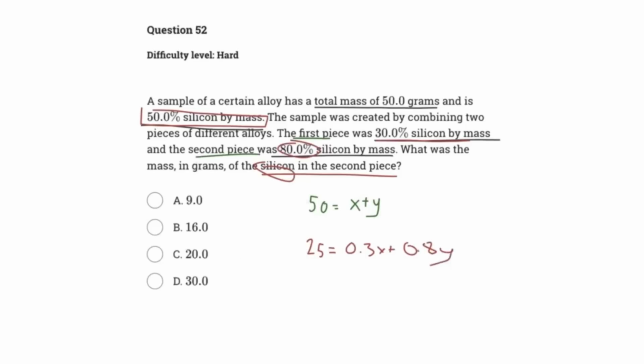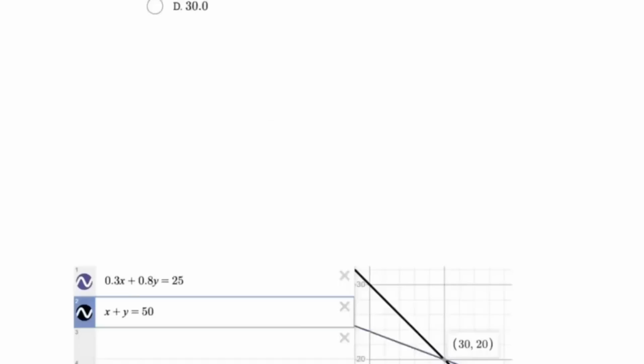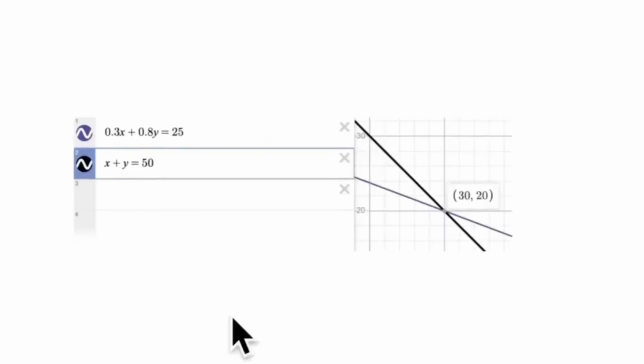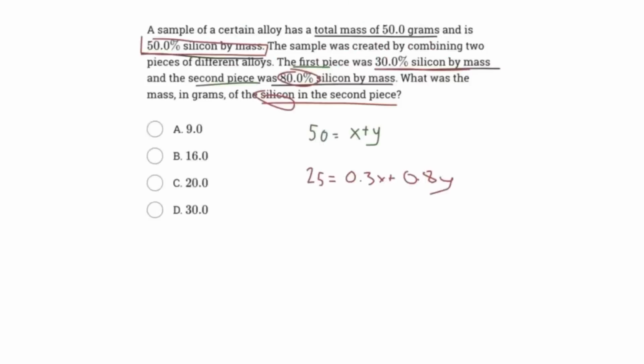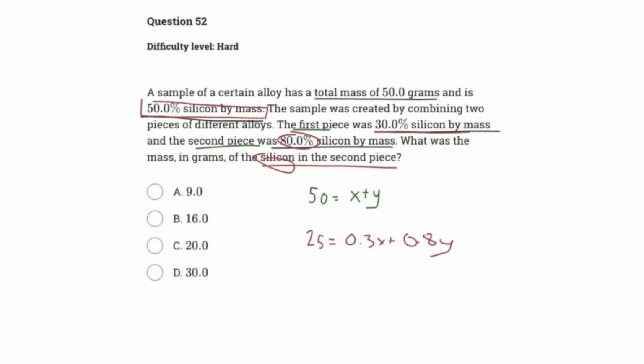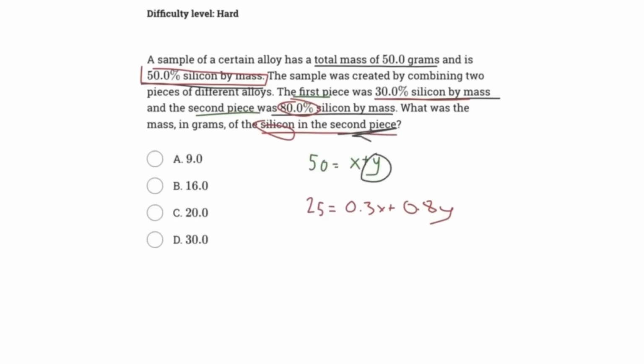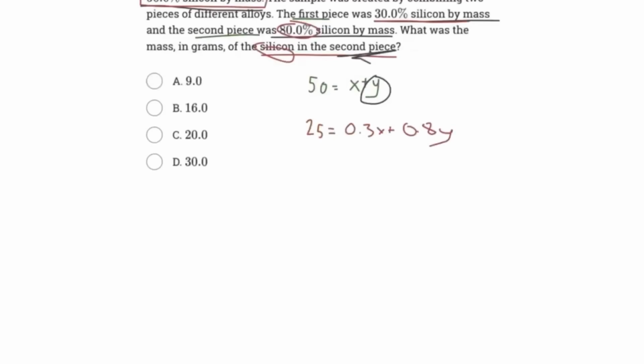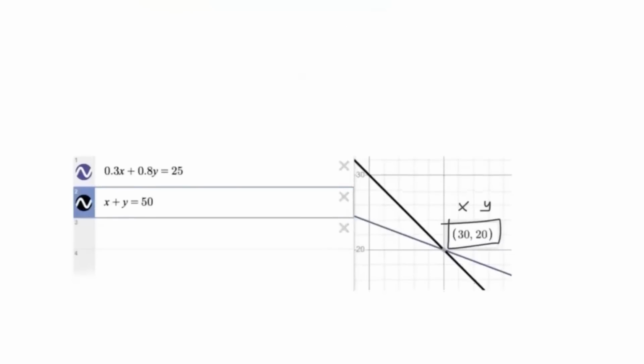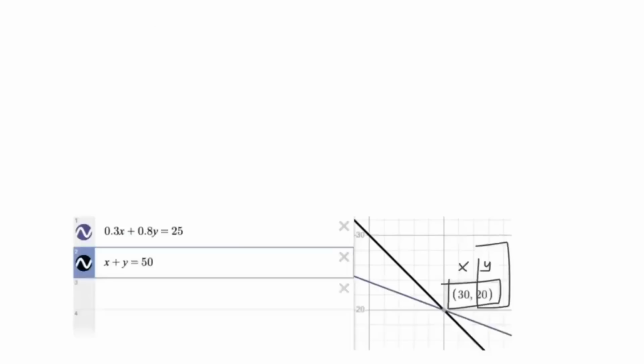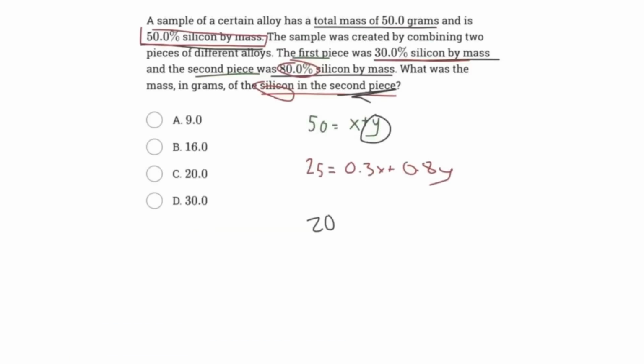All right, so now that we've got these two equations, we go over to Desmos and plug it in. So we can see, guys, we plugged it in here and we find the intersection. So this is our corresponding x and y values. It says what was the mass in grams of the silicon in the second piece. Remember, we labeled y as the total mass of the second piece. And so the total mass of the second piece here is, you can see, 20. So 20 grams is the total mass.